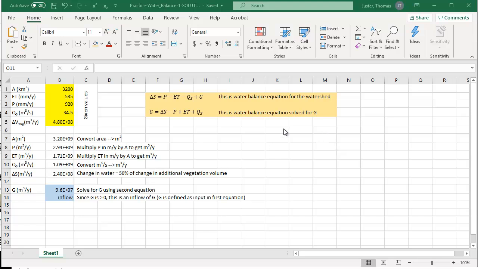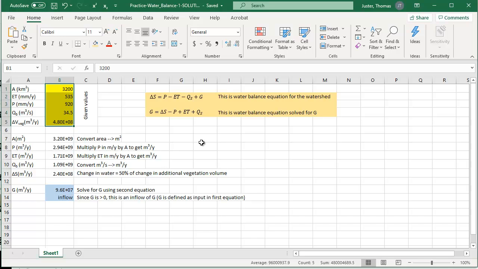So the first thing to show you here are the values shown in cells B1 through 5 that I'm highlighting here. These are the data that are given by the problem: the area, the evapotranspiration rate, the precipitation rate, the stream discharge, and the change in the volume of vegetation. And notice that I've shown the units for each of those numbers in their title in column A. So for example, the area of the watershed is 3,200 square kilometers.